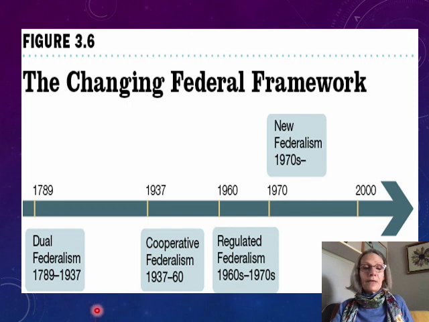They are divided up into 4 eras. In 1789, when the Constitution is ratified, the first era of federalism begins, known as dual federalism. It lasts all the way until 1937, when we begin to see changes in the Supreme Court. The second era is cooperative federalism. Then in the 50s through the 60s, we have regulated federalism. And the era that we're in today is new federalism.